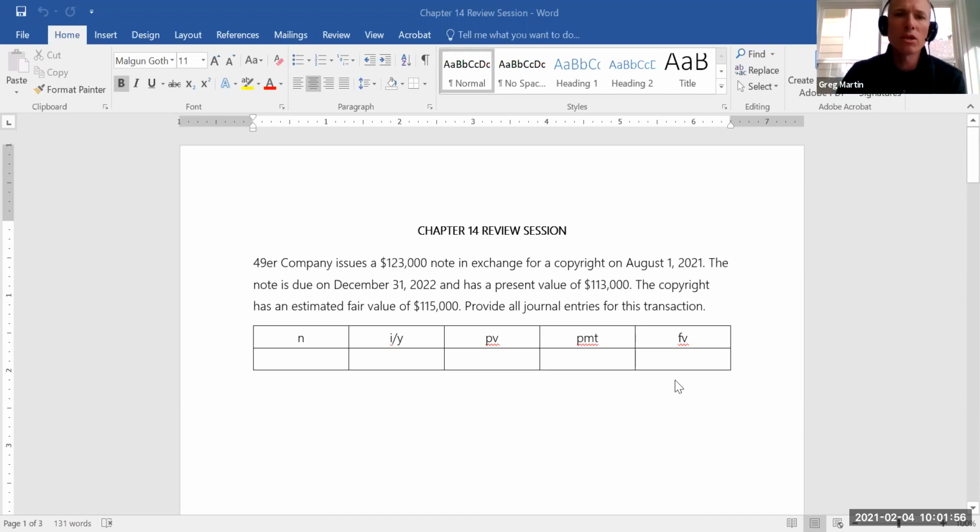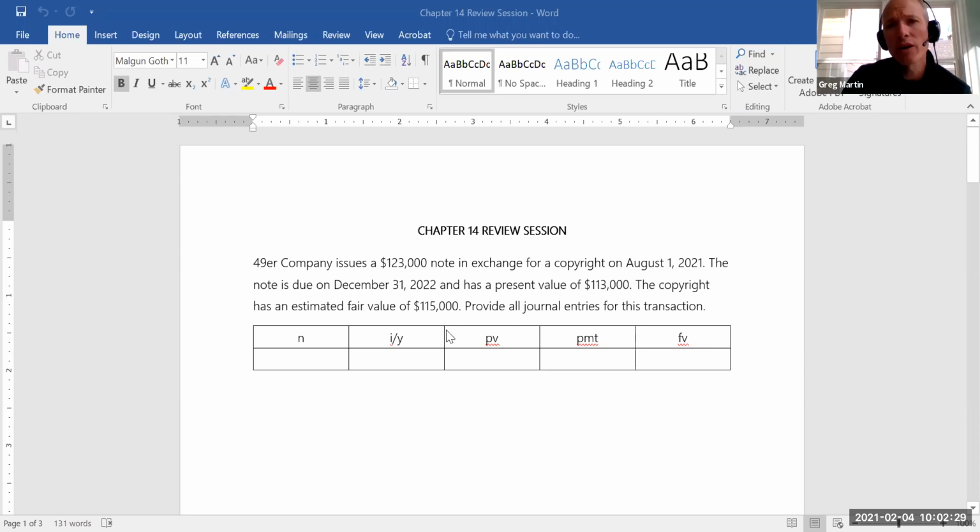There's just 3 problems. They're not meant to cover everything that's on the test, but they're definitely meant to hit on some highlights, some things that are important, and some things you need to be thinking about. So this first question is dealing with a note in exchange for a copyright. There are 2 benefits to this problem. One is it lets us at least touch on when there's a non-cash transaction. And the second thing that's helpful is it's dealing with a 0 interest bearing note. Both those things are important. They're going to be on the test on some level.